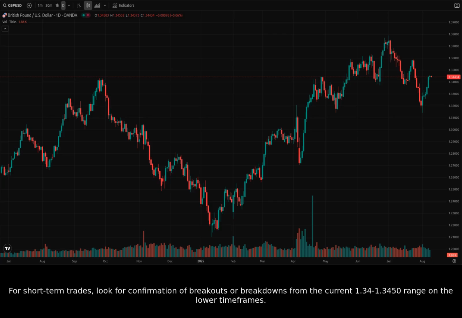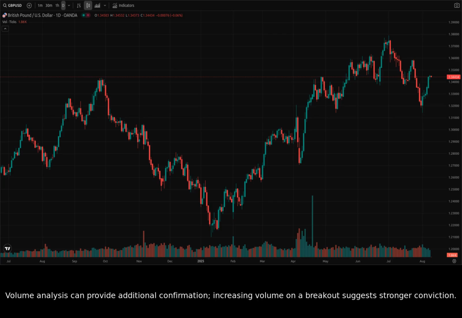For short-term trades, look for confirmation of breakouts or breakdowns from the current 1.34 to 1.3450 range on the lower timeframes. Volume analysis can provide additional confirmation. Increasing volume on a breakout suggests stronger conviction. Remember to always set appropriate stop-loss orders and consider your risk tolerance. The overall trend is your friend, but reversals at key resistance levels are always a possibility.